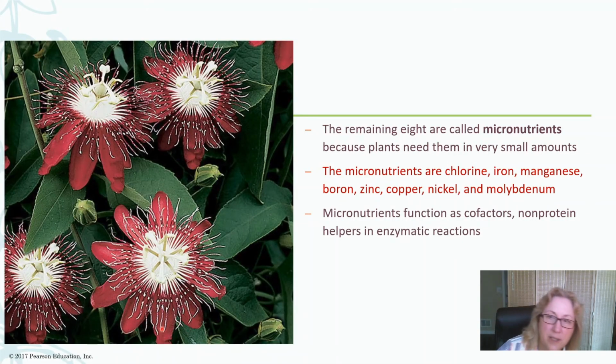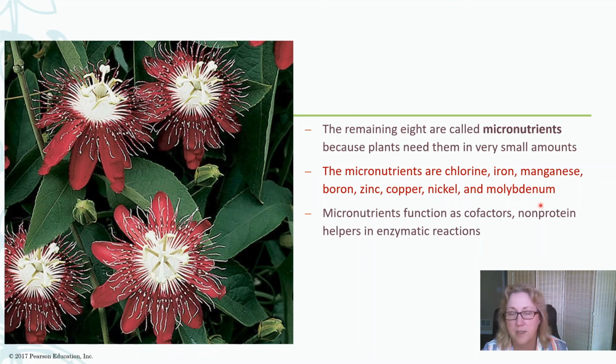The micronutrients are things that are essential, but that they need in very small amounts. And these are micronutrients for us too: iron, manganese, zinc, copper, nickel, molybdenum. These are also things that humans need in small amounts.